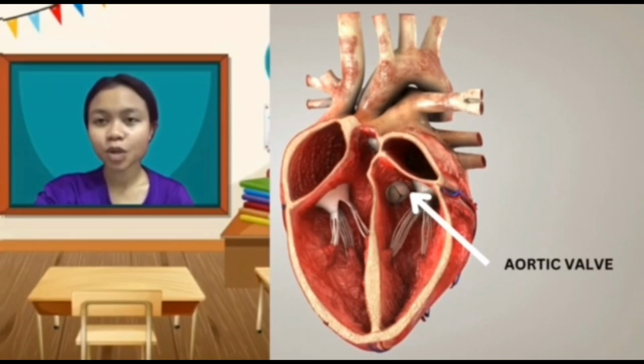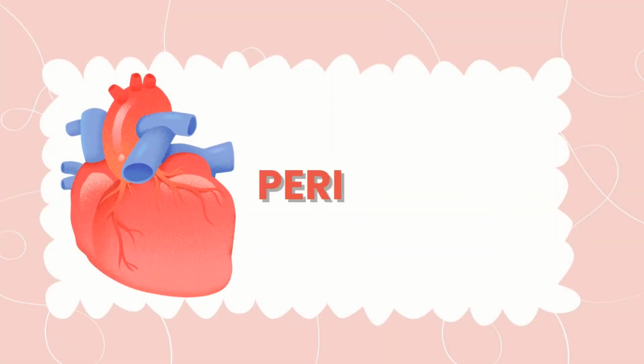The aortic valve is not located at the left atrium. Actually, the location of the aortic valve is between the left ventricle and the aorta. The aortic valve opens to allow blood from the left ventricle to enter the aorta, and the aortic valve closes to prevent blood from flowing back into the left ventricle.